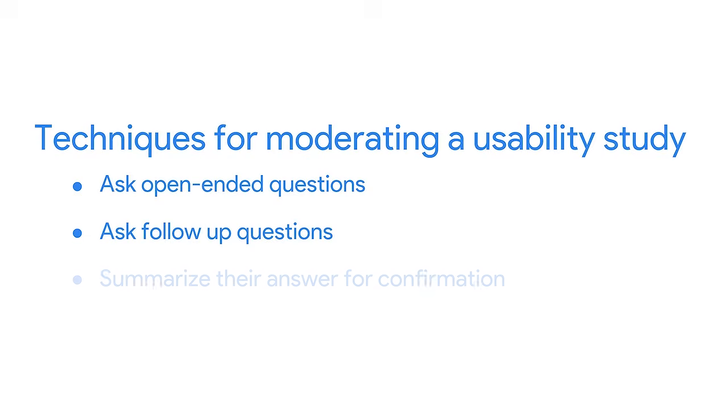If you're still unsure what the participant's feedback means, try to summarize their answer for confirmation. Repeat back what you think the participant means and allow them to correct or confirm the statement. Be careful not to summarize their feedback for confirmation right away, or you'll run the risk of leading the participant to a certain answer. Always ask the participant open-ended and follow-up questions first, then use this technique if you're still unclear. All right, now you know a few techniques for moderation during the usability study itself.